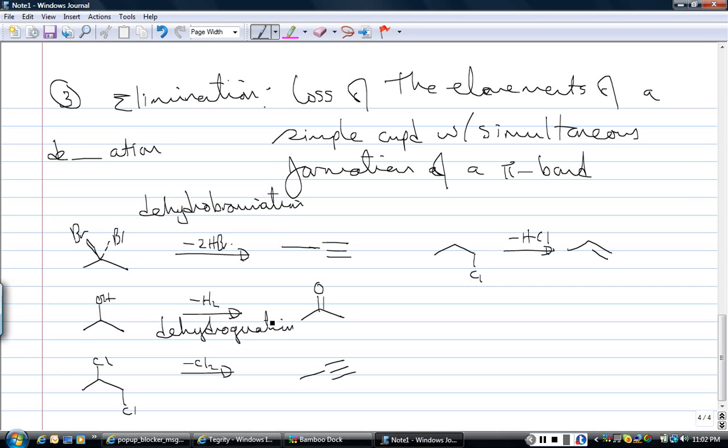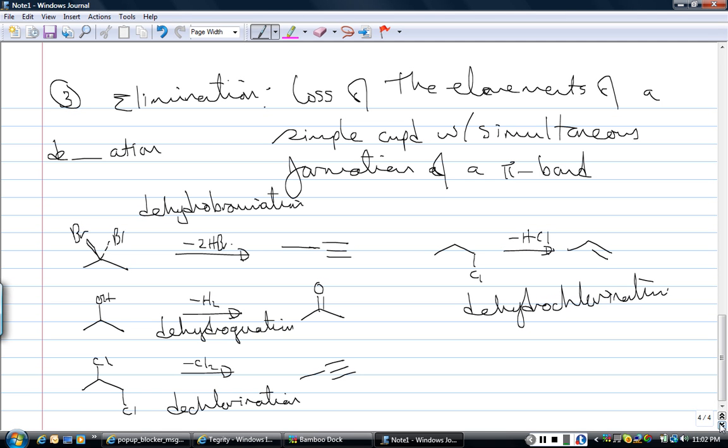And for those of you who are biochemistry majors or who are pre-meds, there are enzymes in the body that do exactly this. They're alcohol dehydrogenases. And what they do is they convert alcohols into aldehydes and ketones, right? That's the dehydrogenation. This would be a dechlorination, because I'd have lost the elements of chlorine. This would be a dehydrochlorination.